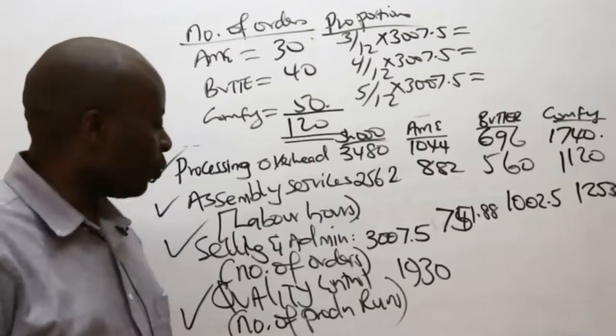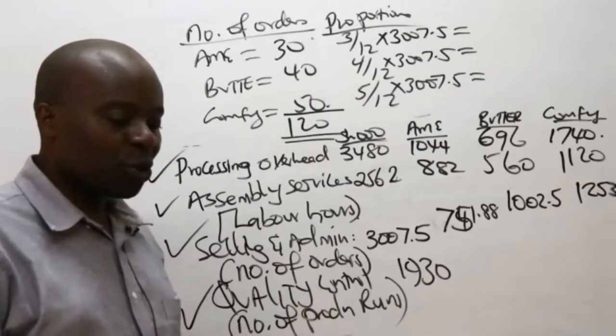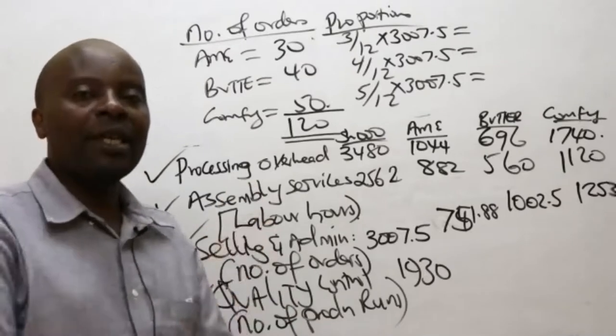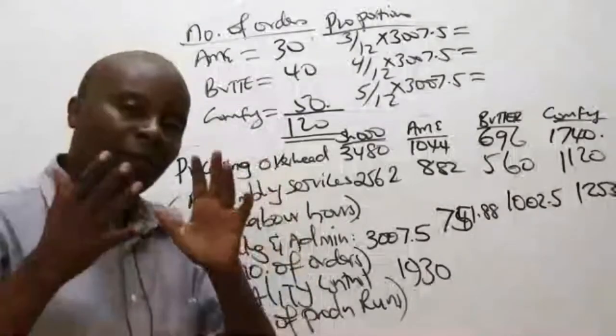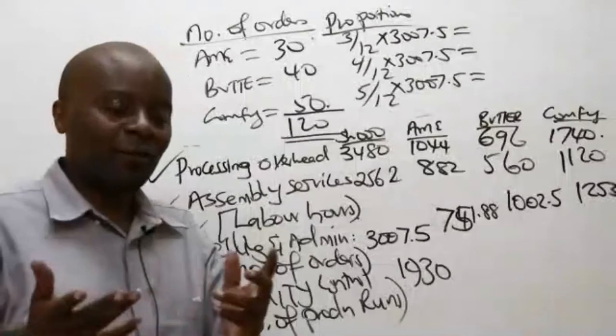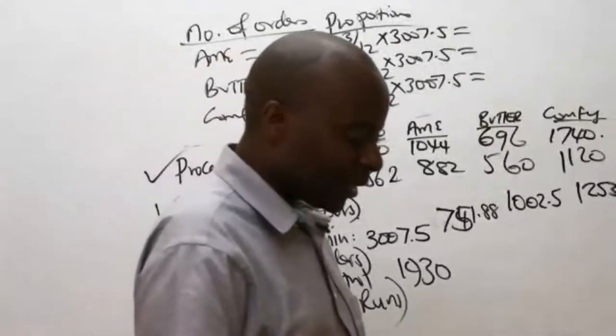And they want us to make use of number of production runs, which I would want to give you a minute. You look for those runs from the information provided for us. Please try your best.